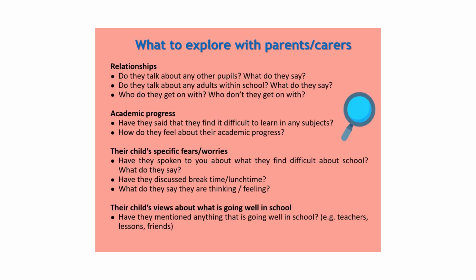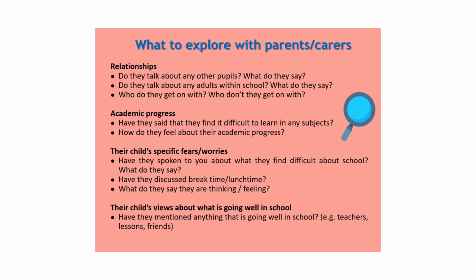What to explore with parents and carers. Relationships. Do they talk about any other pupils? What do they say? Do they talk about any adults within the school? What do they say? Who do they get on with? Who don't they get on with? Academic progress. Have they said that they find it difficult to learn in any subjects? How do they feel about their academic progress?